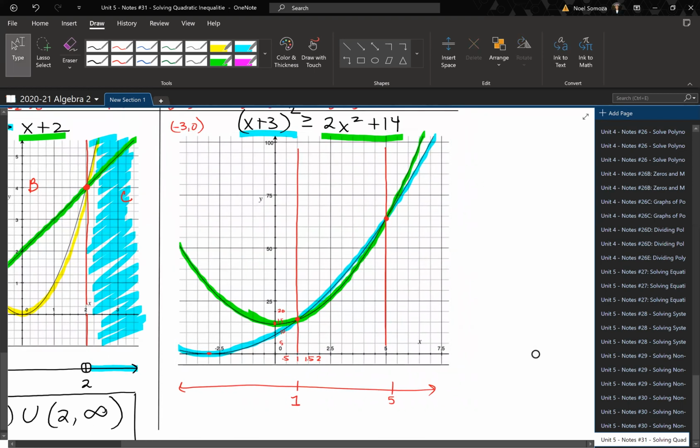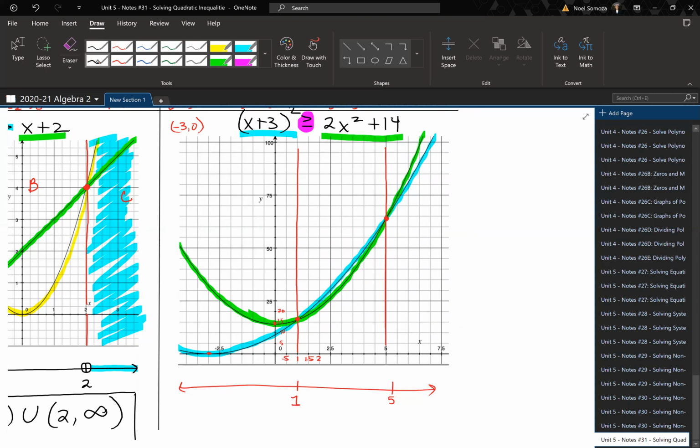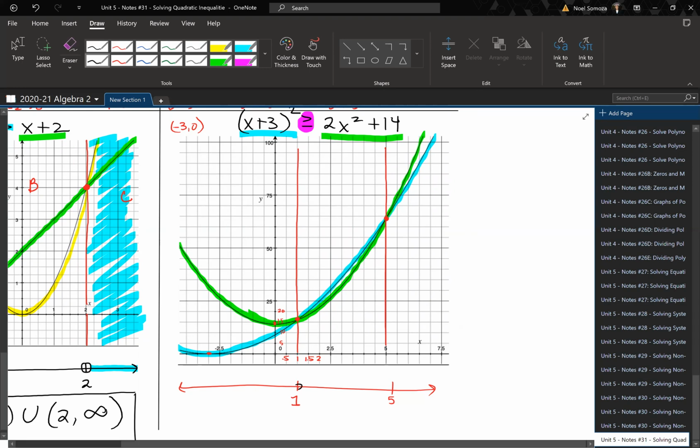So now if I go back and look at my inequality, what kind of circles would I draw at 1 and at 5? Yeah, we draw some closed circles. That's right. Yeah, we can include the value. It can be equal to 1 and equal to 5.